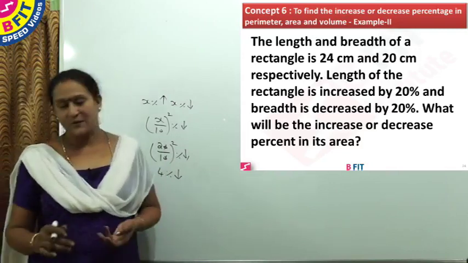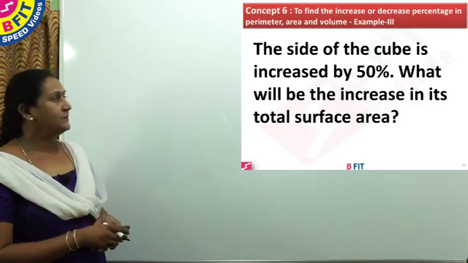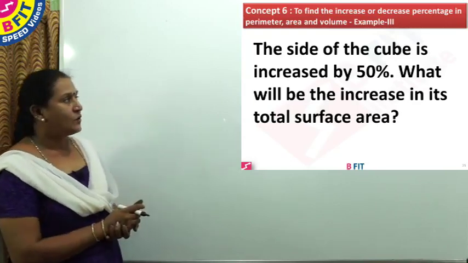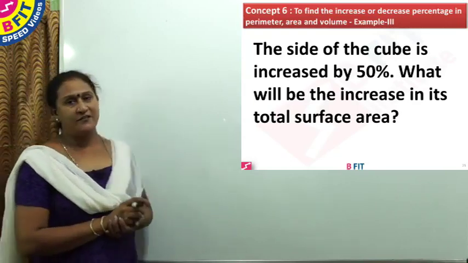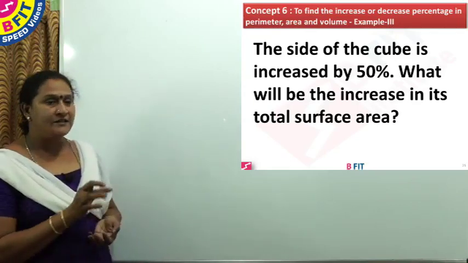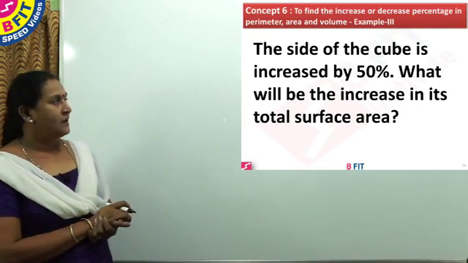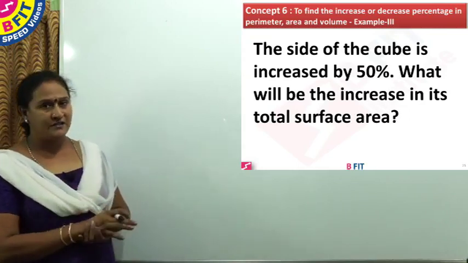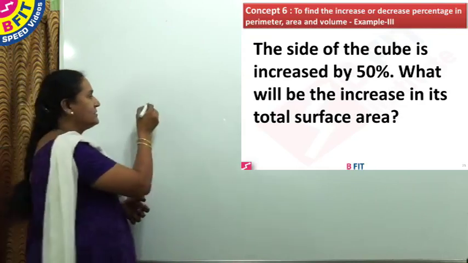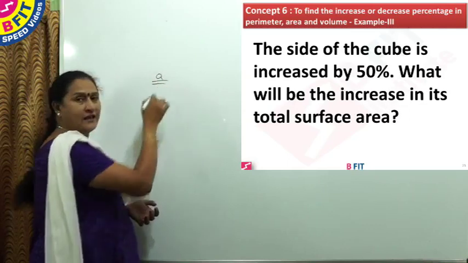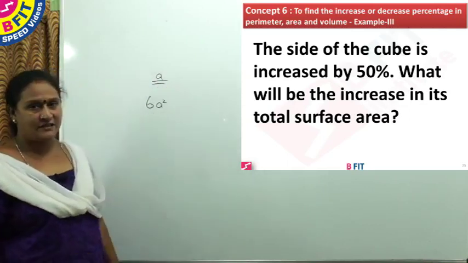Now we'll see the next question. So the question is, the side of the cube is increased by 50%. So what will be the increase in its total surface area? Here it is the cube and the side is increased by 50% and the total surface area increase is asked. So what is the total surface area of a cube? It is 6a square. Suppose if the side we take as a, total surface area is 6a square.